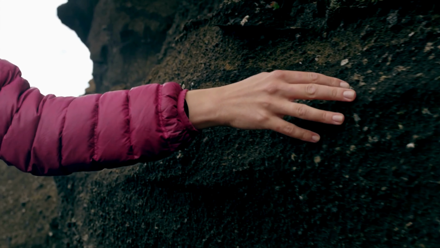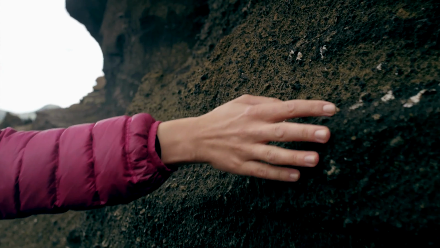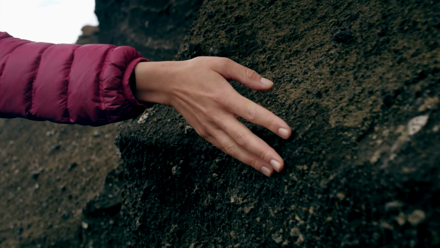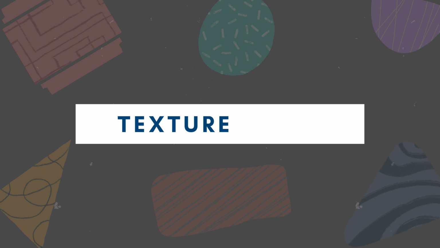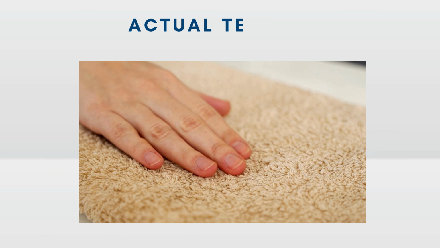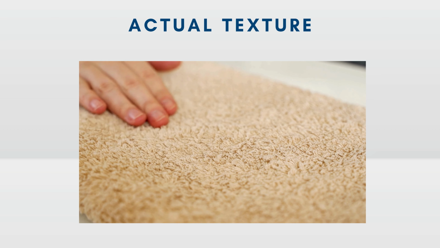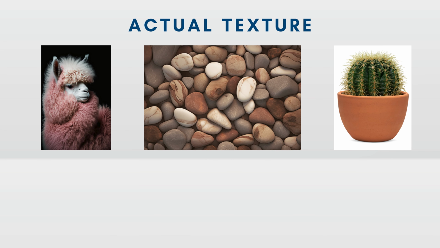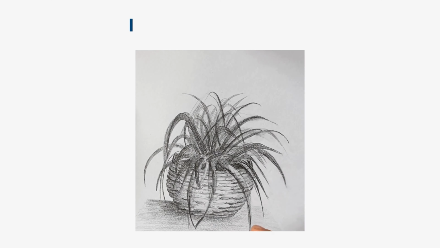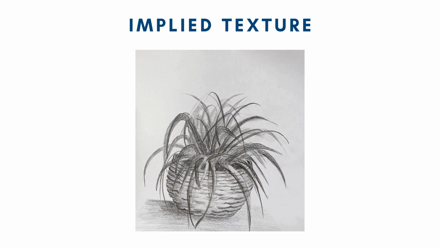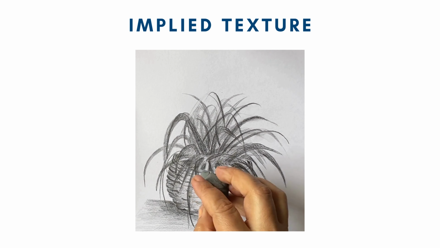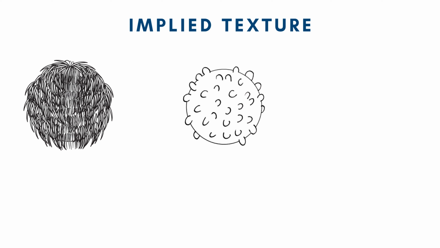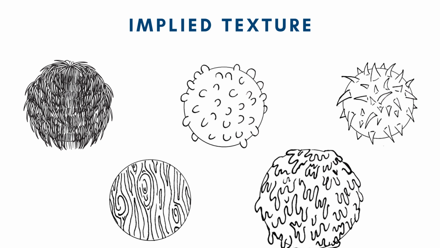Texture describes the surface quality of an object. Artists use both actual texture, how things feel, and implied texture, how things look like they feel. Now we will describe texture types. Actual texture consists of how things actually feel, such as furry, smooth, spiky, rough, or slimy. Implied texture consists of a way of creating the illusion that something has texture, how things look like they would feel if touched, like hairy, bumpy, spiky, rough, and slimy.